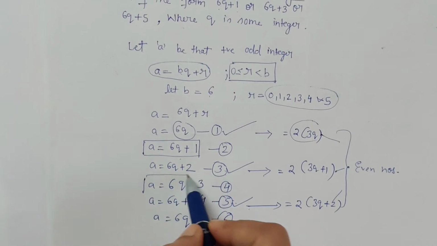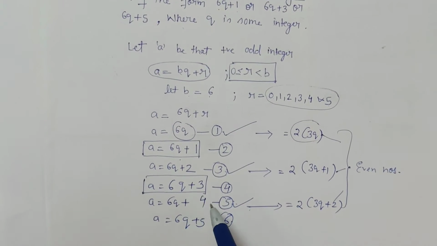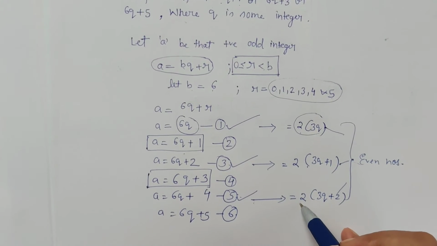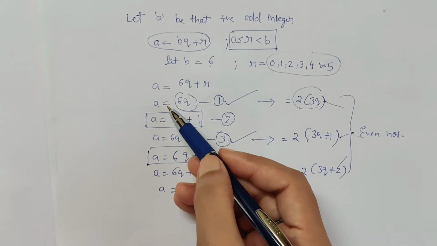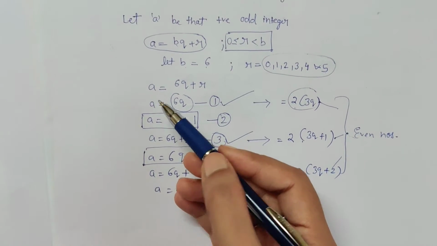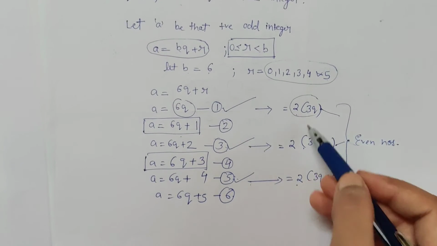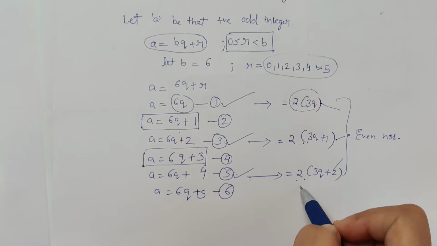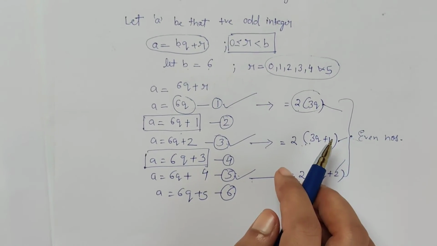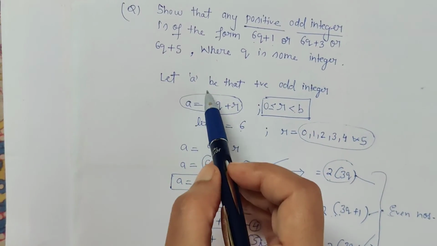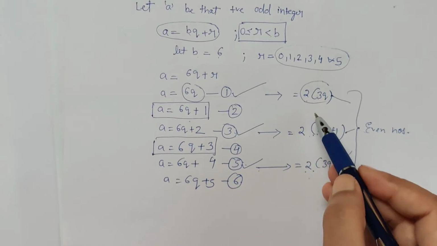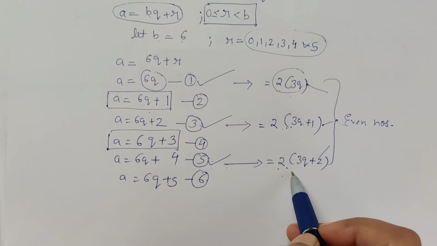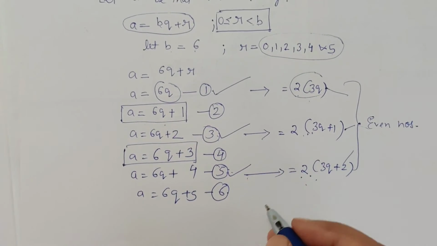Our focus has to be on the positive odd integer. Why are we neglecting these three cases? Because we have assumed a as a positive odd integer. If we choose these three cases, our a will become an even integer, which is a contradiction to our assumption that a is a positive odd integer. So we will neglect these three cases because we have already assumed a as a positive odd integer.